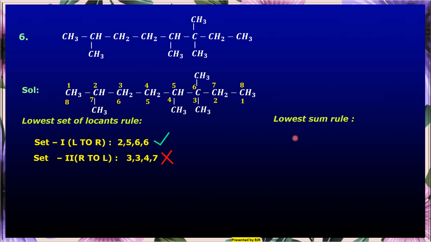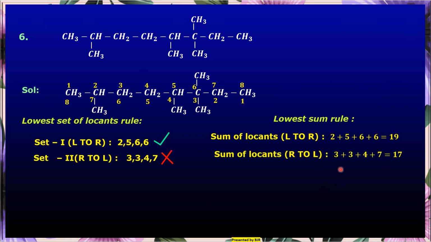If you want to decide which numbering is correct, either from left to right or from right to left, let us use the lowest sum rule. The sum of locants from left to right is 2 plus 5 plus 6 plus 6, which gives 19. From right to left, 3 plus 3 plus 4 plus 7, we get 17. So according to this rule, numbering from right to left is correct, but according to the other rule, numbering from left to right is correct. That means two rules are giving two different results.